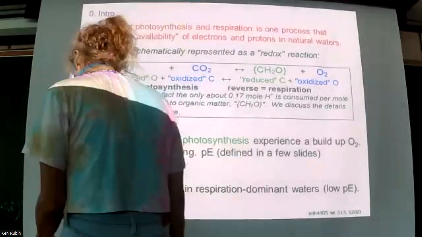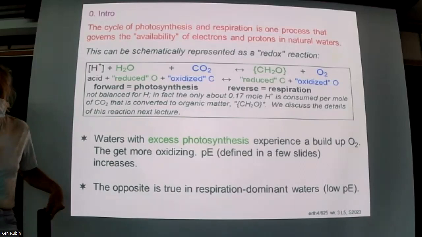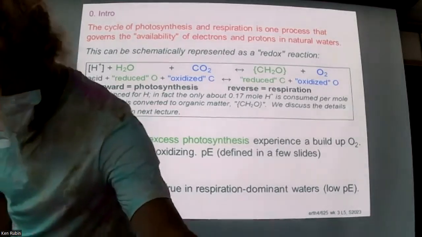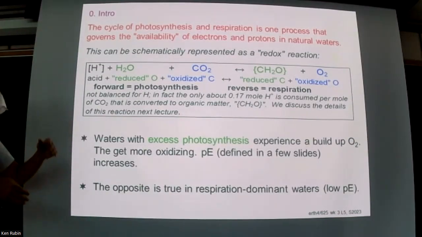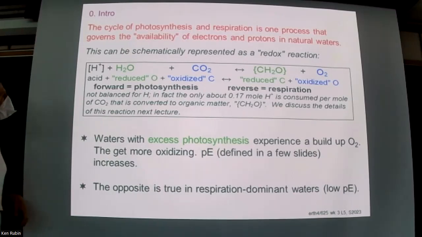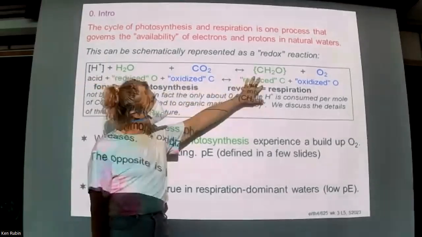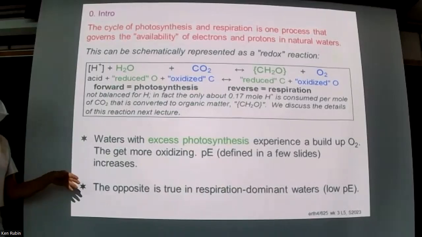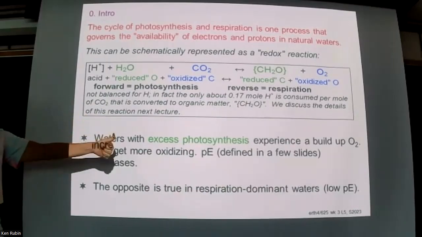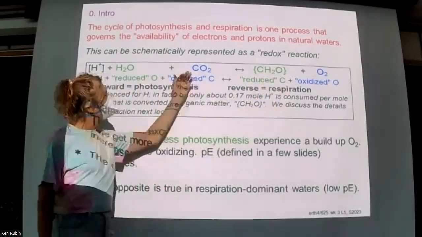So just as a reminder, photosynthesis and respiration is this competing reaction that happens in the environment all over the place on Earth in different proportions and in different balances. It basically takes water and carbon dioxide to make generic carbohydrates and oxygen. That direction is photosynthesis. Written in the reverse direction, we take oxygen and burn carbohydrate to make carbon dioxide and water.